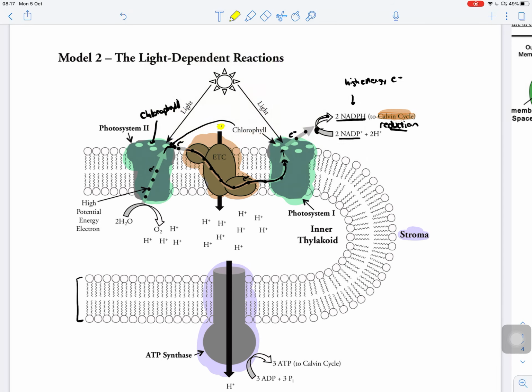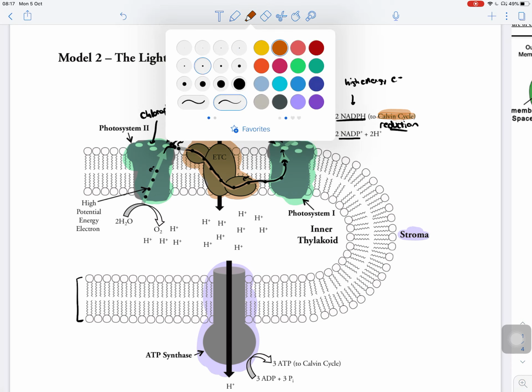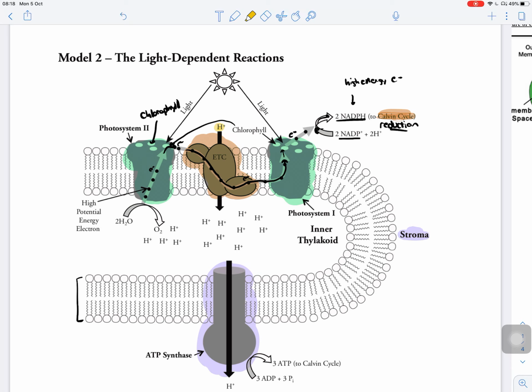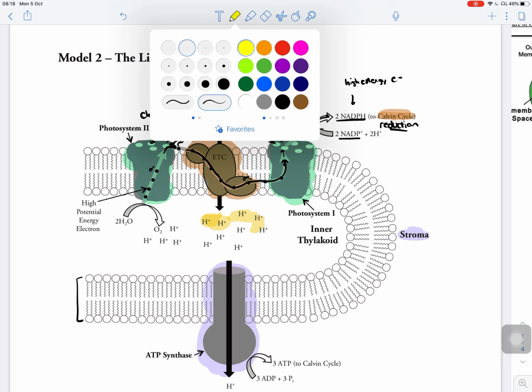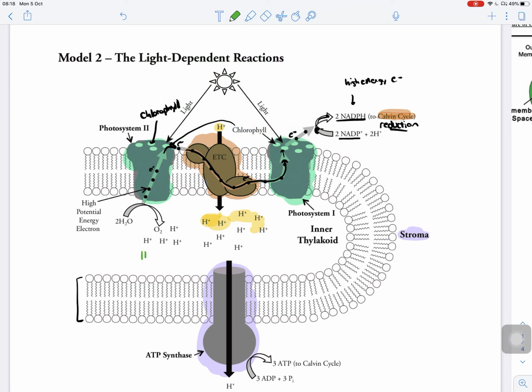Now, while that happened, something else was happening here with these hydrogen ions. They were being moved from the stroma into the inner thylakoid space. So what you end up with is inside here a high H+ concentration, and out here, I'm going to write it down, a low H+ concentration. This movement is a form of active transport. That requires energy, and that energy came from this electron.